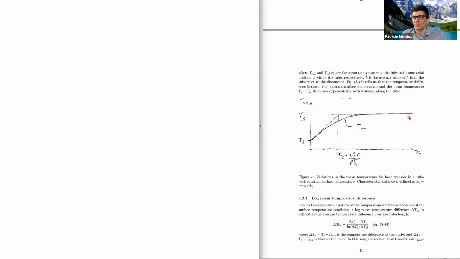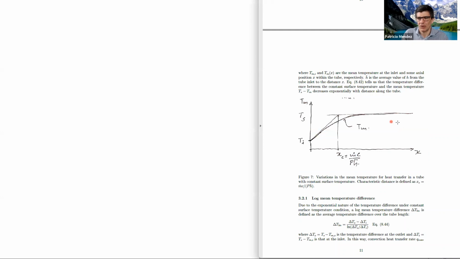Okay, so if the mean temperature of the fluid is the same temperature of the pipe, we have thermal equilibrium, right? When two things are at the same temperature, there is no heat exchange. So all this pipe here, all this part here is wasted pipe. If this was a heat exchanger, all this part here, we paid for pipes, we paid for heat exchanger we're not using. The heat transfer happens between the temperature of the fluid and the temperature of the pipe.